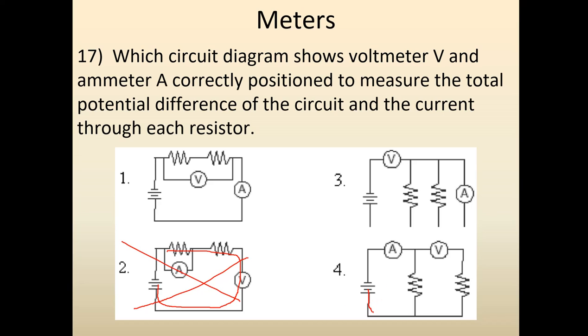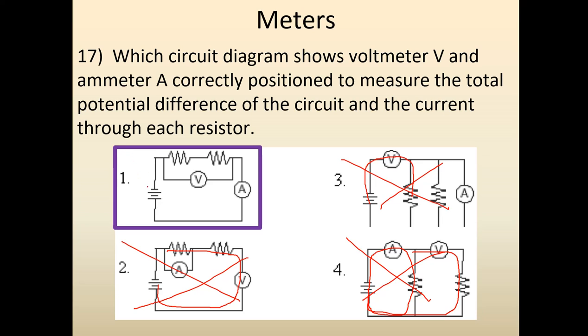Same thing here. I can bypass this resistor without going through the voltmeter, but if I go through the other resistor, once again, I have to go through that voltmeter. This one's wrong because it's not on its own separate path. Here, again, I have to pass through this voltmeter in order to get to the resistors, so that's not right either. So one is the only one that's connected properly.